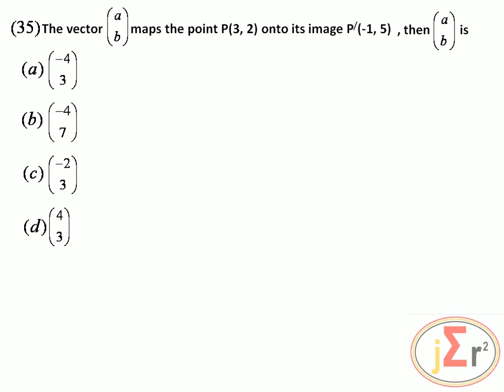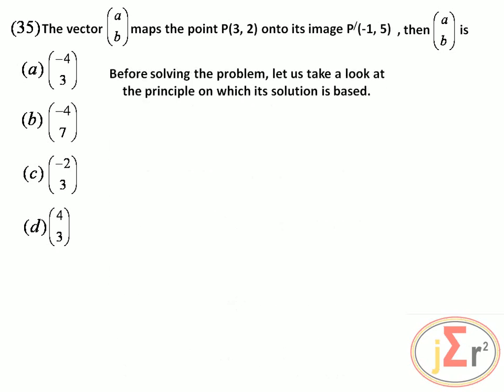The vector AB maps the point P(3, 2) onto its image P prime (-1, 5). Then find AB. That's a very good question, and it is based on some very beautiful topics in our mathematics: transformation. Before solving the problem, let us take a look at the principle on which its solution is based.